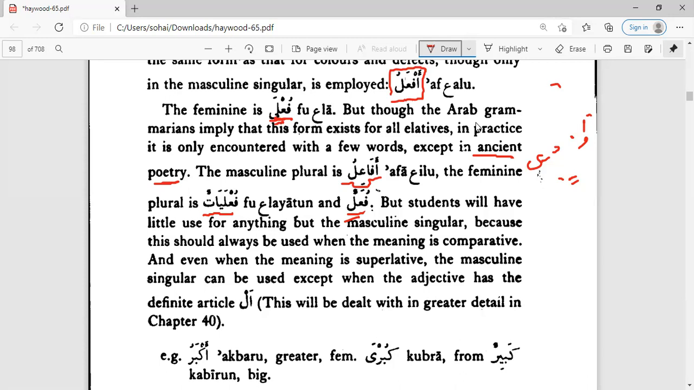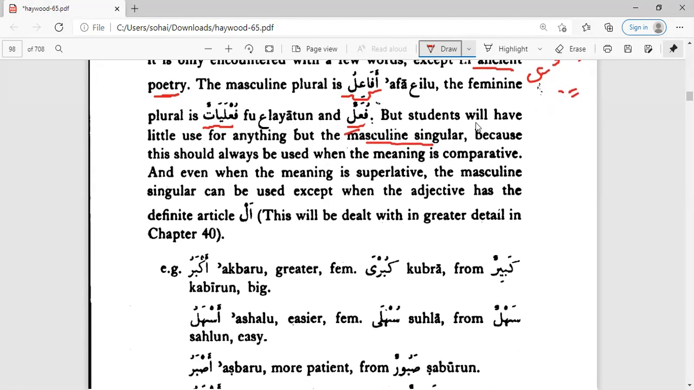Then he says that students will have little use of anything but the masculine singular, which is af'alu, because this should always be used when the meaning is comparative. So what he's saying is, even if you are saying she's bigger than Fatima, you still should use akbaru, because that's what's used for comparative and superlative normally.